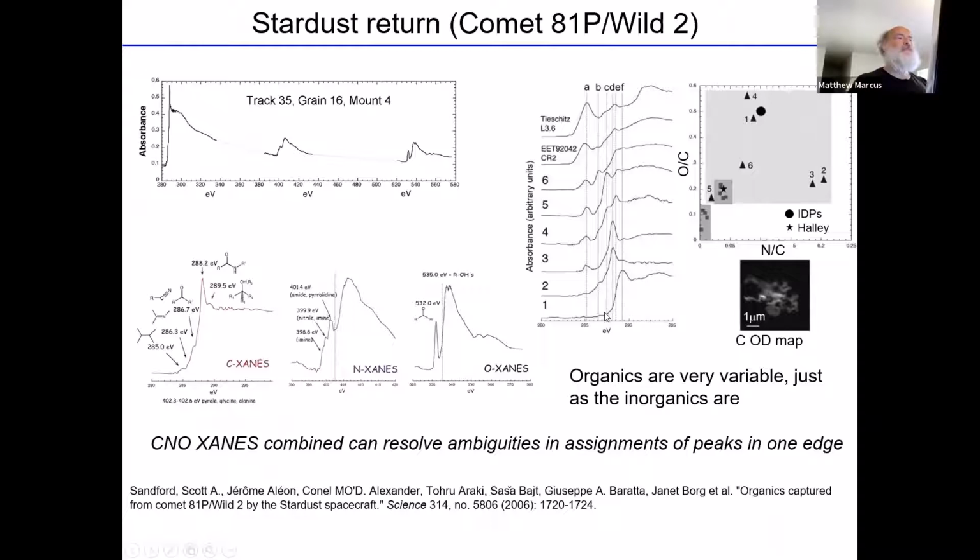So looking at different points, you can then map the stoichiometry. And so the triangles are individual spots. And this circle represents an average of IDPs. And the star represents an average of Comet Halley. So what we find is that the organics are very variable. And if you've ever looked at some of the papers on, say, fluorescence microprobe, hard X-ray, the inorganics are incredibly varied as well.